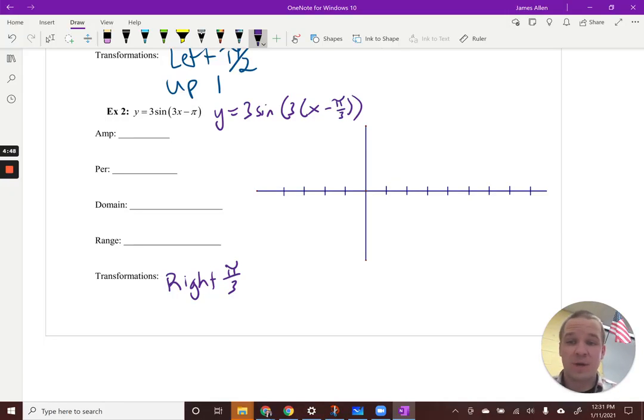That would be our only transformation here. My amplitude, I can see that already, it's 3. My period, well, normally it would be 2 pi, but because I had that multiplier of 3, 2 pi divided by 3, that's not even going to simplify, so it's just 2 pi divided by 3.